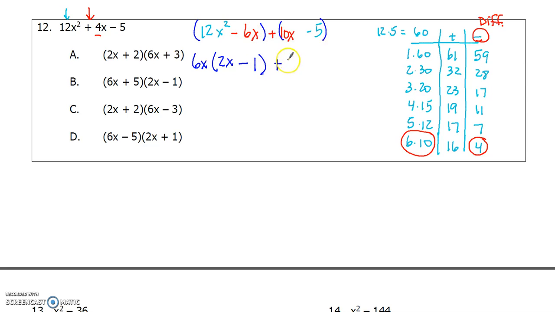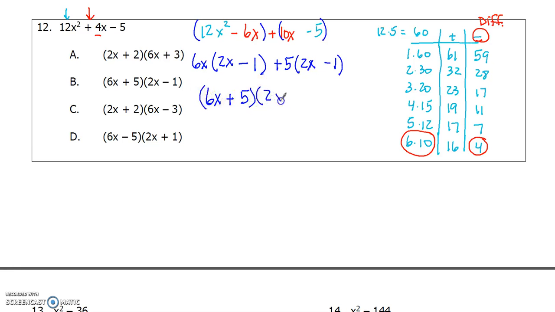Okay, common here I can factor out a 5. 5 times 2x will give me 10x. 5 times a negative 1 will give me a negative 5. So the parentheses are now the same. So we have 6x plus 5.